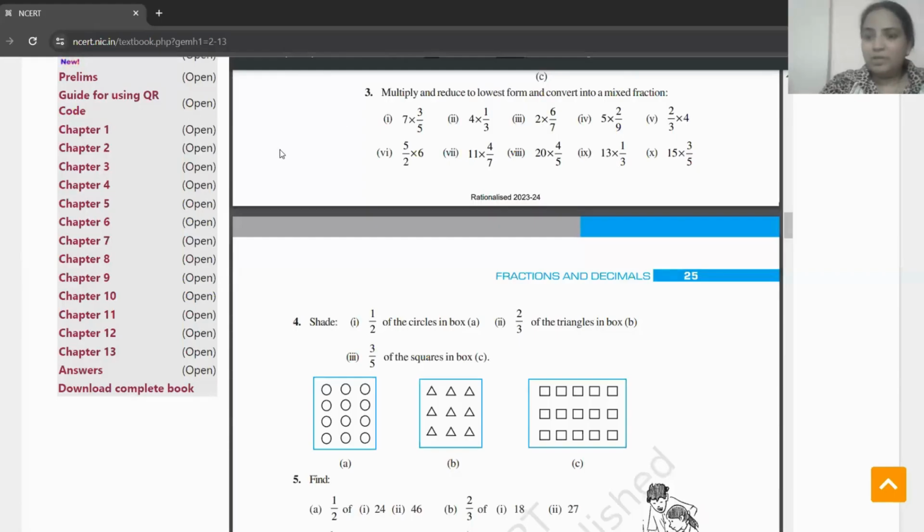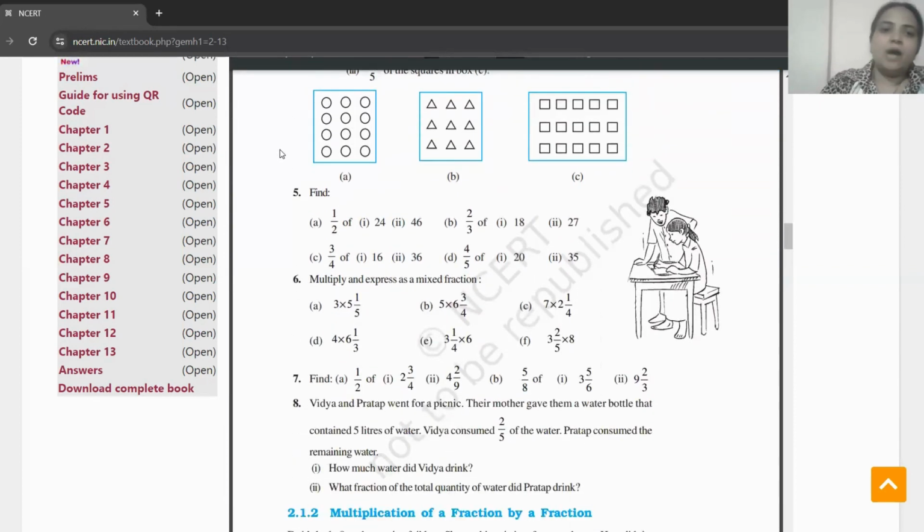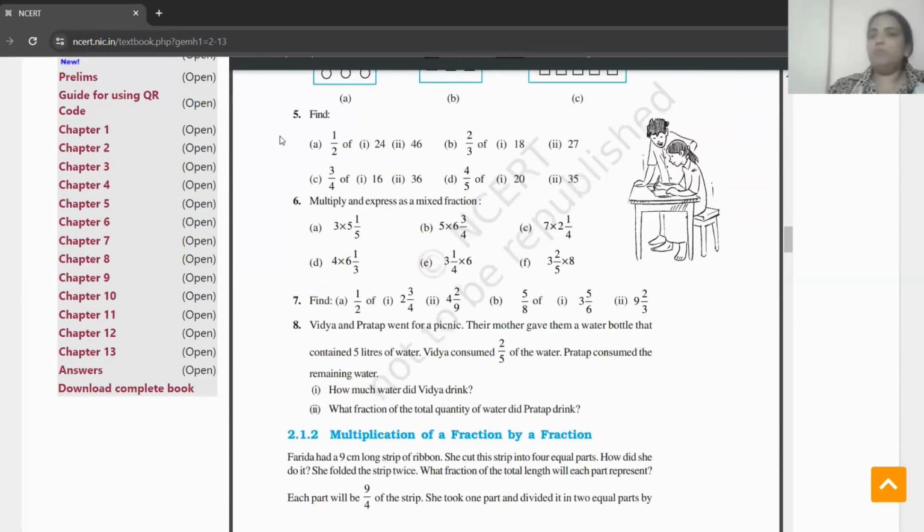He's trying to complete his homework as well here. Now we are starting with question number 5. You will complete all these questions by yourself. We have just discussed a few of them. So what is this? This is half of 24, half of 46. Half of 24, if you want to understand it logically, that is cutting 24 into half, the answer will be 12.